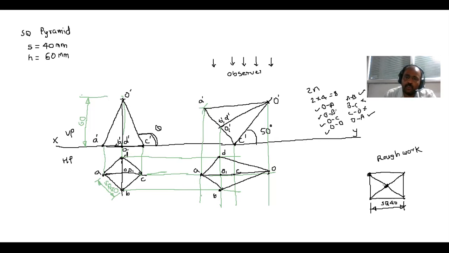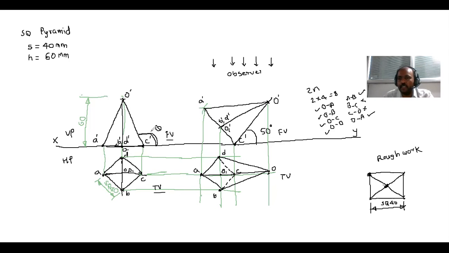Since B to C line and C to D line are away from the observer, those lines are dotted. So B to C is dotted, C to D is dotted. So this is the top view of the figure. This is the front view of the figure, and this is the top view. So again, here is the front view and here is the top view. So in this way, we completed the drawing.